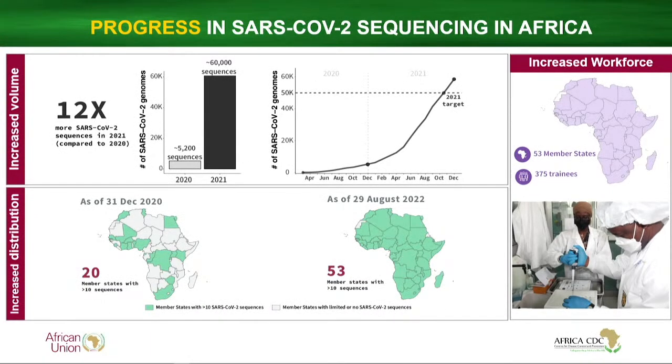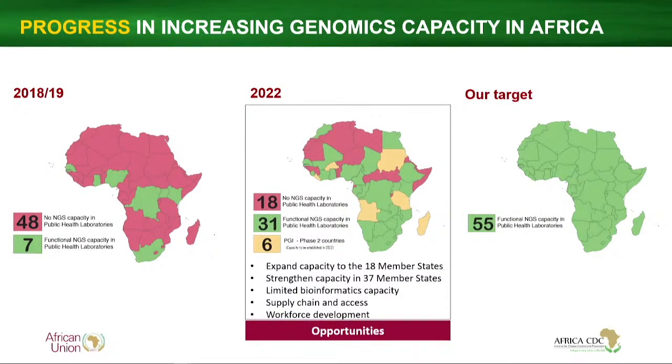And we increased the workforce significantly in the past 2 years. So the map that I showed you earlier, it's changing. It's changing from red, as you can see, to more green. That means these countries have some level of capacity at the moment. And our target is to cover the whole continent and all 55 countries to have genomics capacity in their public health institutions. But this is not coming without a challenge.